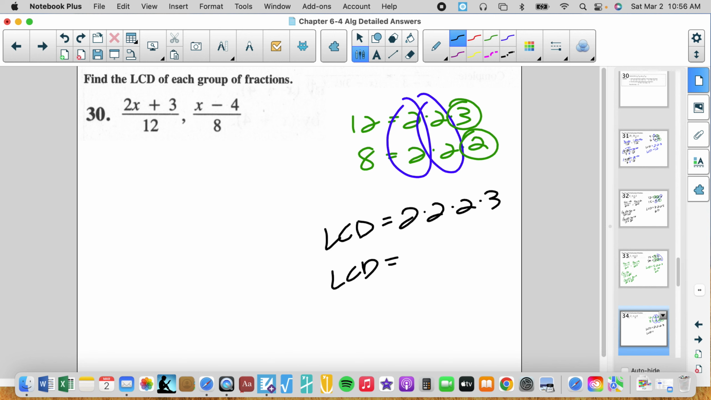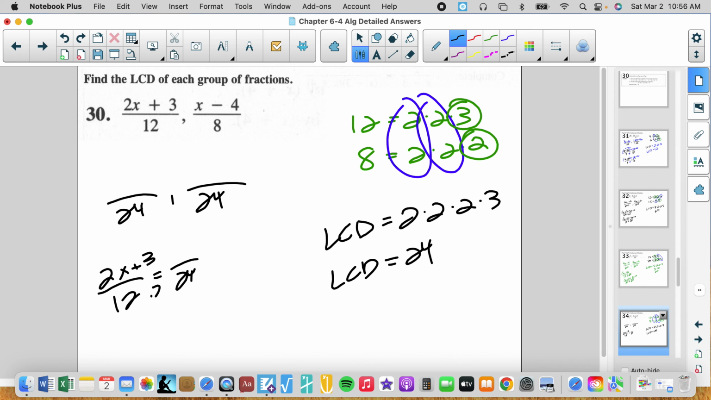So my LCD is 24. Excuse me. (2x plus 3) over 12 equals 24. So we're going to multiply by 2.